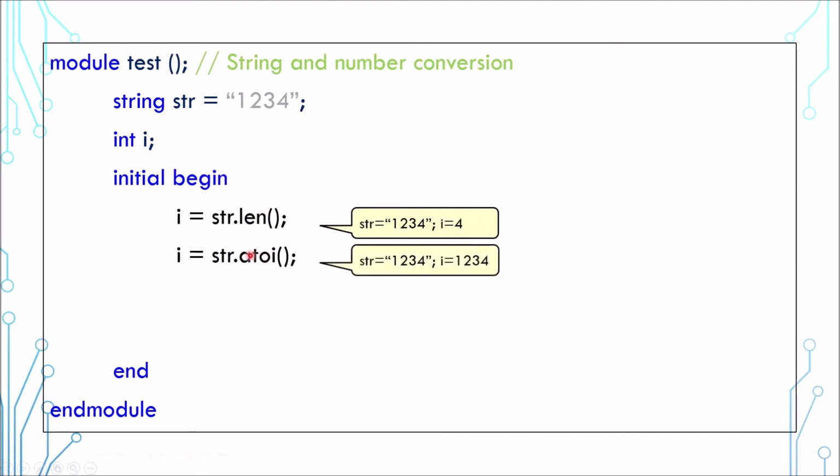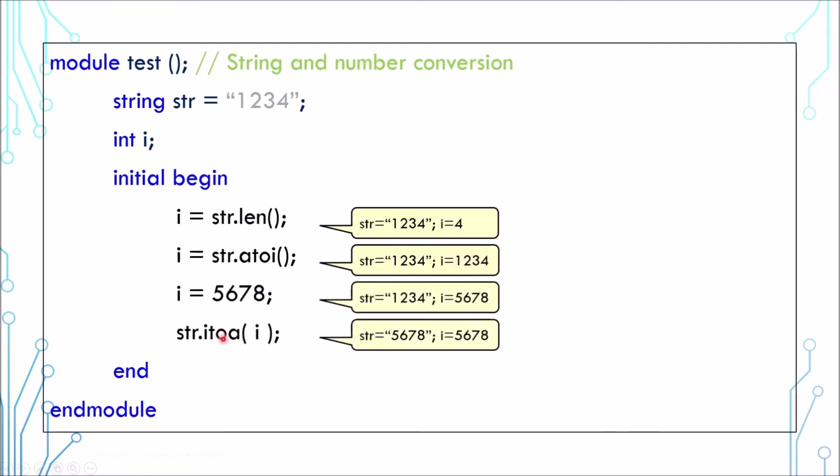The atoi function returns the string value as a numerical value. The string is 1, 2, 3, 4, and therefore the int i will become 1234. The itoa function does the opposite. It converts a number into a string. i is 5678, and the string would become 5678 as a string. Now before I continue, there are a lot more built-in functions for string. Read the LRM to understand more.